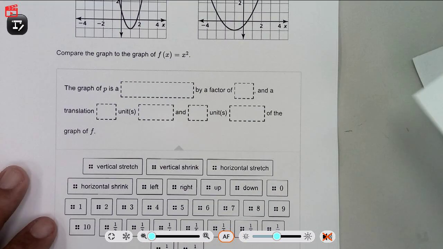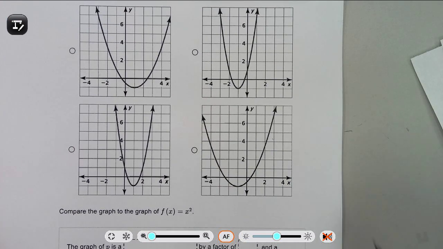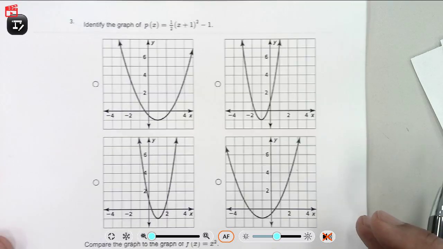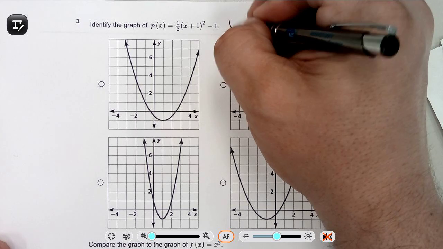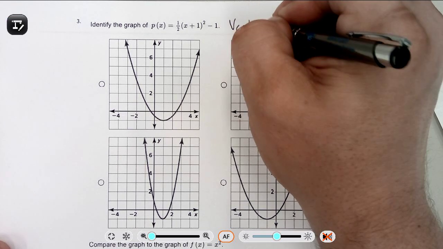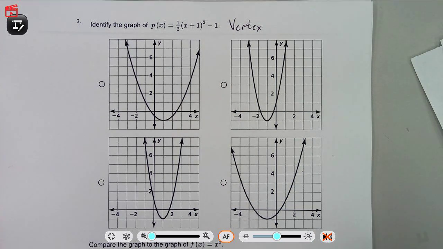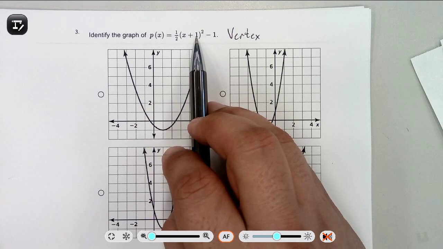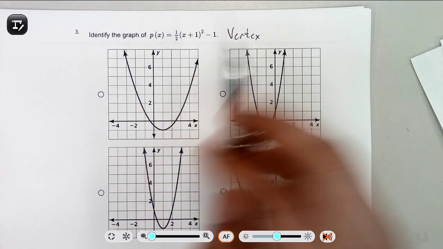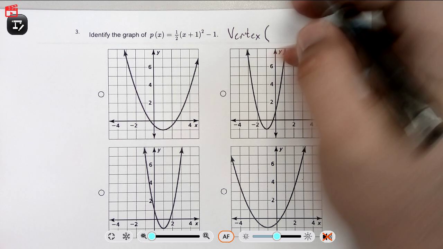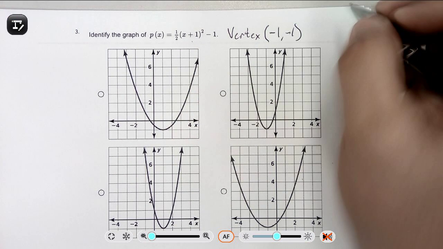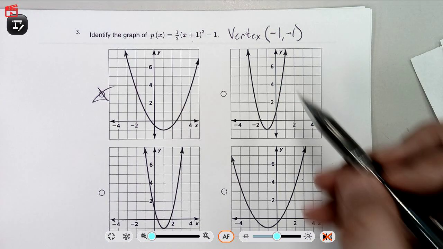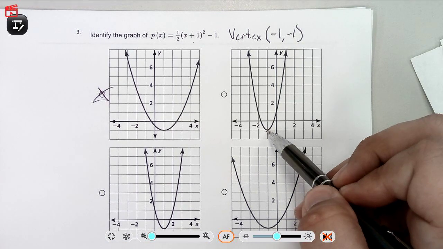On to number 3. More of the same stuff. Identify the graph. Now this is nice. This is in vertex form. So vertex form tells us directly what the vertex is. It's the opposite of h, comma k. So the vertex for this problem is at negative 1, comma, negative 1. Well, that eliminates this answer choice. Might be this one.